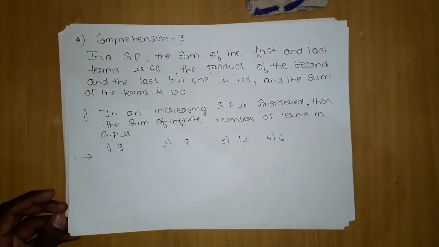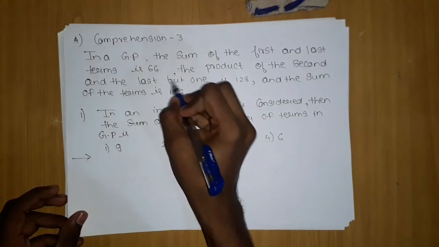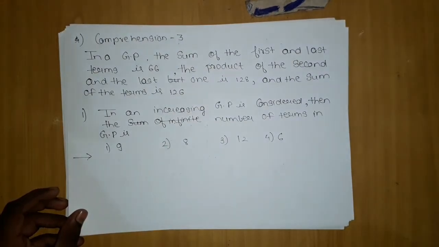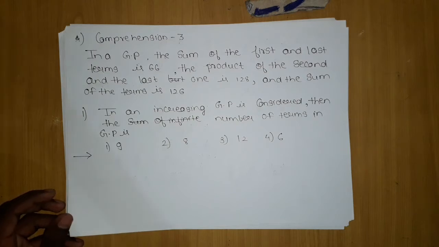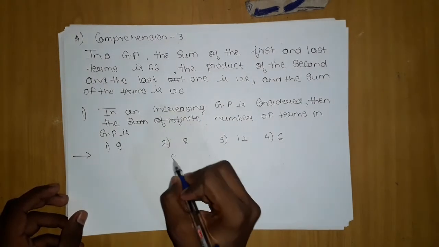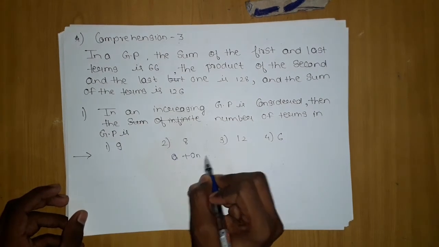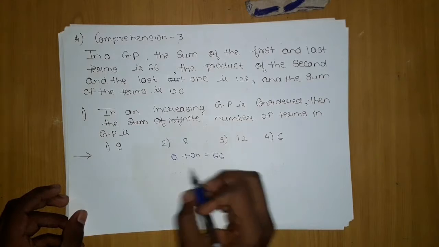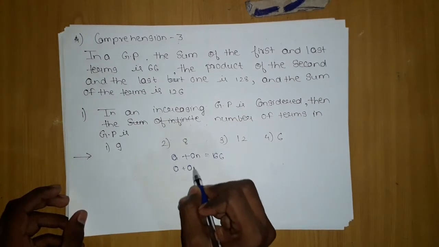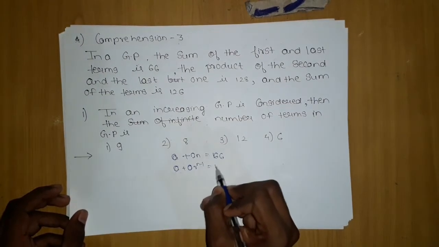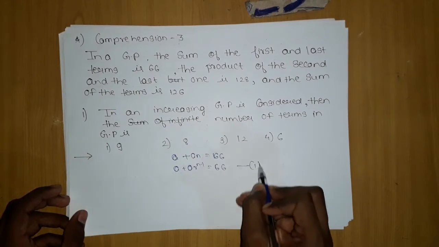The comprehension 3 says: in a GP, the sum of the first and the last term is 66, and the product of the second and the last but one is 128, and the sum of the terms is 126. So if I consider the terms in a GP, what is it telling? a plus a_n is 66, which is a plus a into r power n minus 1 equals 66. This is my one equation.